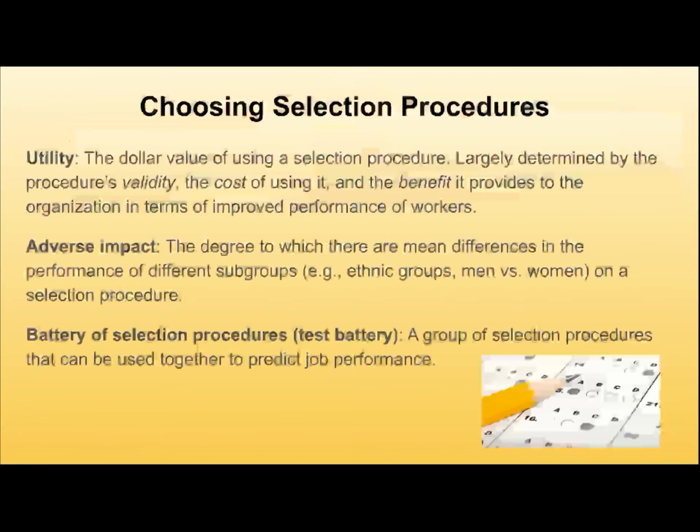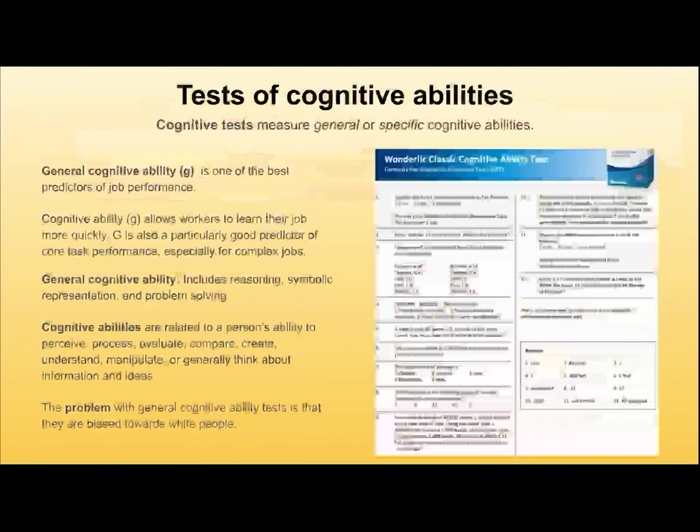The final definition on this page just tells us what a battery of selection procedures means. Battery means there's like a whole bunch of them, a whole selection of them. So when there's a group of selection procedures used together, we call that a battery of selection procedures or a test battery. Most jobs provide a test battery. They don't just give one test to see if possible employees are cut out for the job. They'll give several tests, a battery of them.